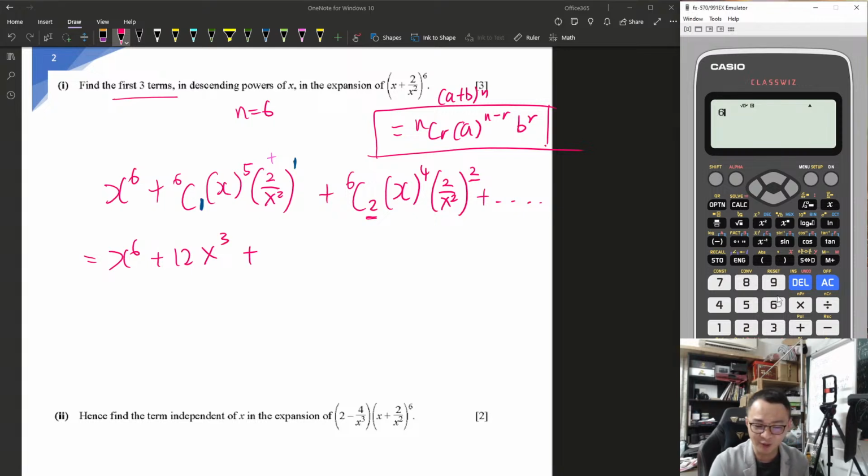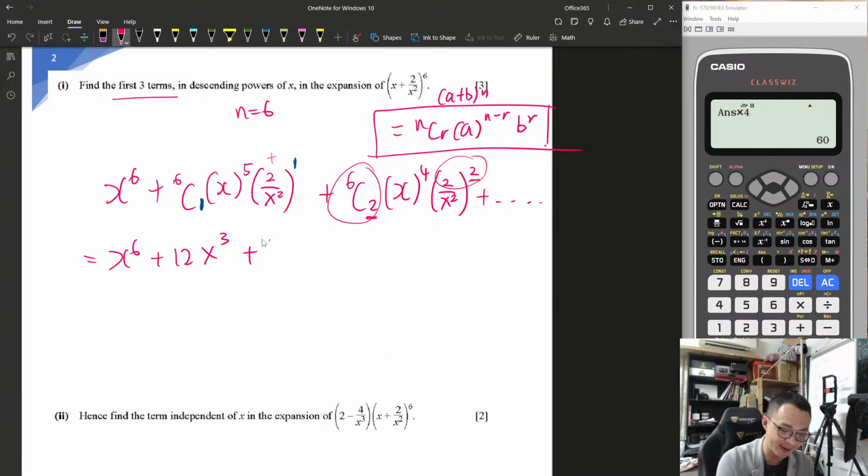Then the next one, I will type 6C2. Alright, and then I will multiply the 6C2 by 2 squared, which is 4. So I will get 60. And then this is x power of 4 divided by x power of 4, because I need to square the x squared. Isn't it? x power of 4 divided by x power of 4 is just 1. Yep, done. This is how I get the first three terms. So yeah, I got my 3 marks.